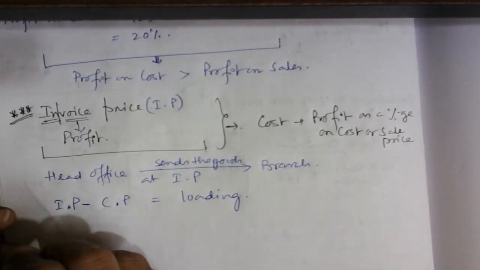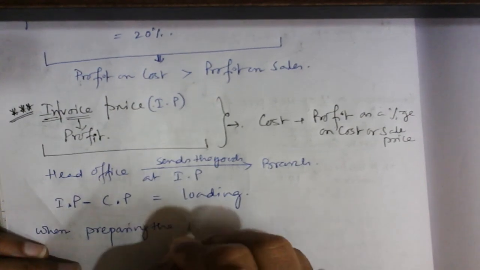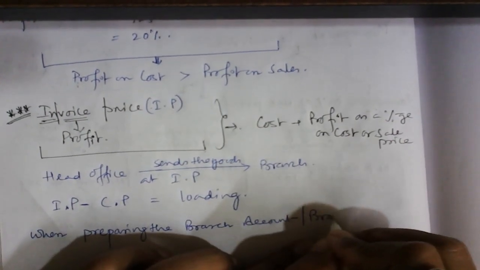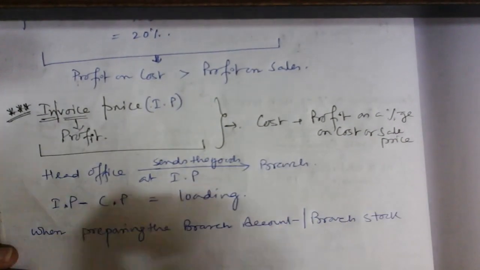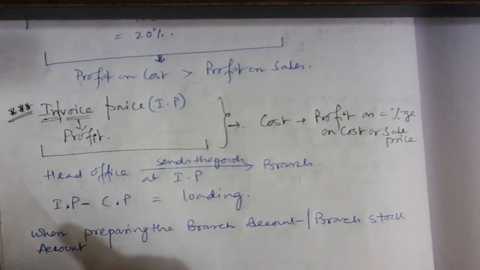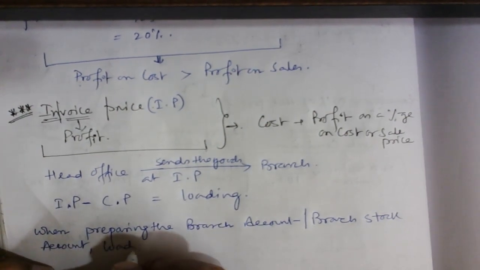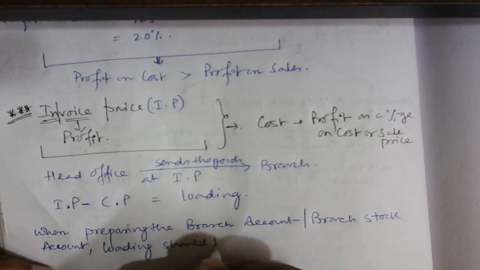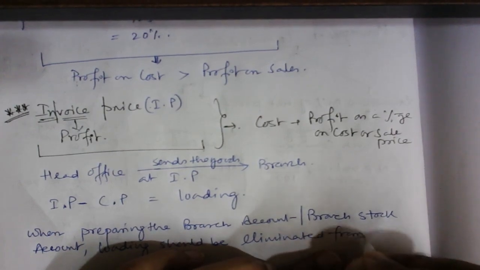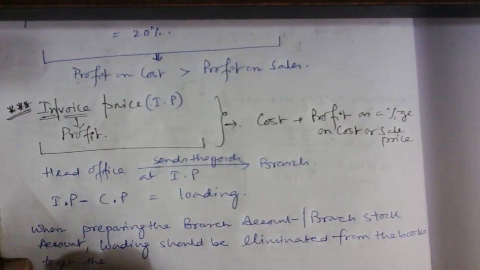And then remember always, when preparing the branch account or the branch stock account under the different method, the stock and debtors system, loading should be eliminated from the books to get the actual profit. Remember this.